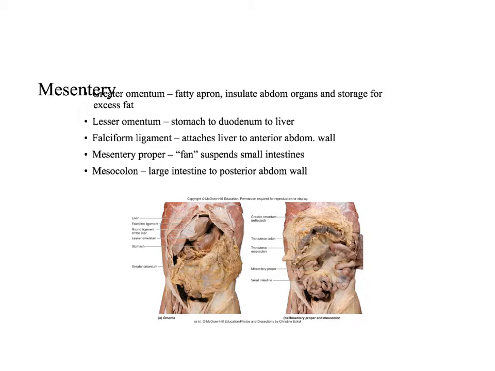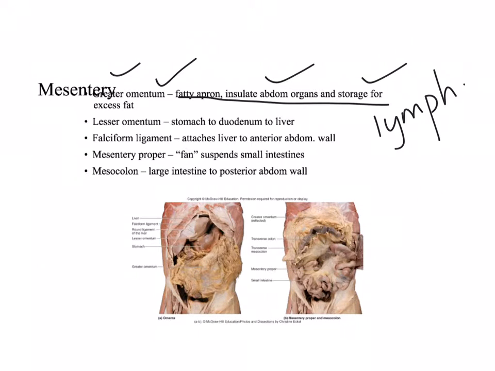Okay, now the mesentery you'll look at with the cat or a pig. So the greater omentum is this fatty apron. Now you might remember this from doing the cat. It's the real fatty layer, so they call it the fatty apron. And in humans, it's where the fat occurs in our belly. Okay, so it insulates the abdominal organs. It stores extra fat. There's also a lot of lymphatic tissue in there, which is going to be important for immune function.